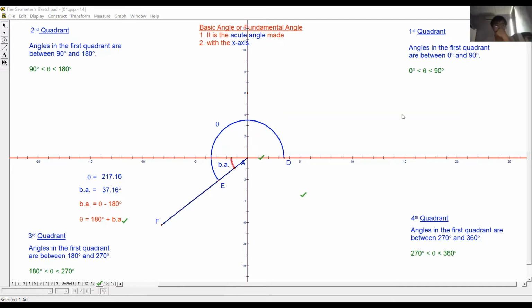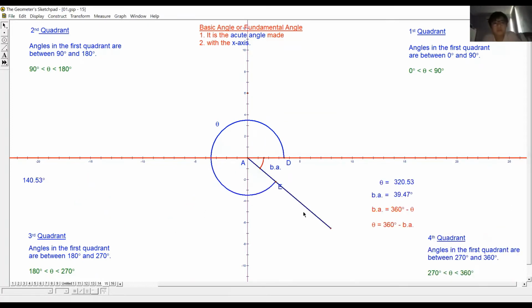So we're going to look at the fourth quadrant. How to get the angle in the fourth quadrant? Now this is an angle in the fourth quadrant. The angle is defined by the black line. The angle is actually from the positive x-axis, turning anti-clockwise until the fourth quadrant. So this is an angle in the fourth quadrant.